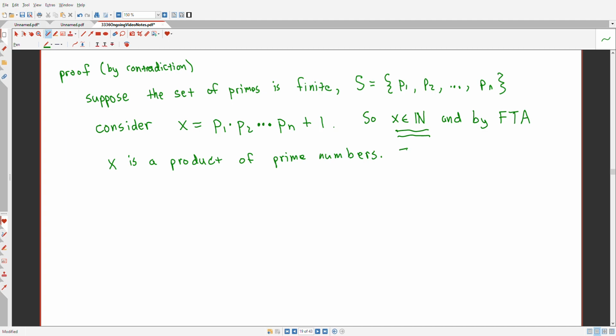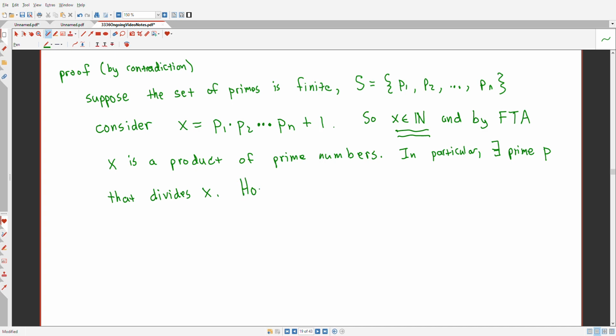In particular, I'm going to say it this way, there exists a prime number, I'll call it P, that divides x. There has to be a prime number P that divides x. And now we're finally going to get to a contradiction.